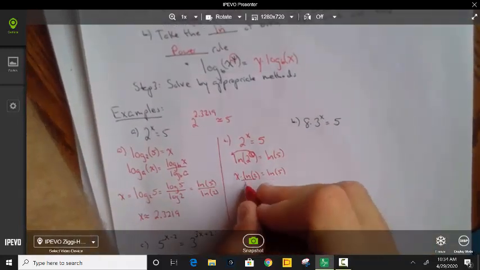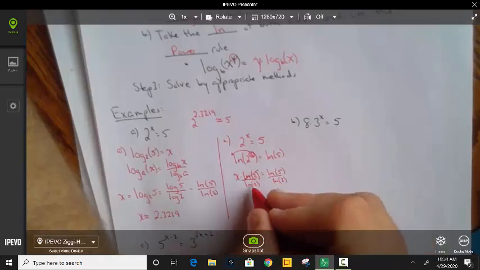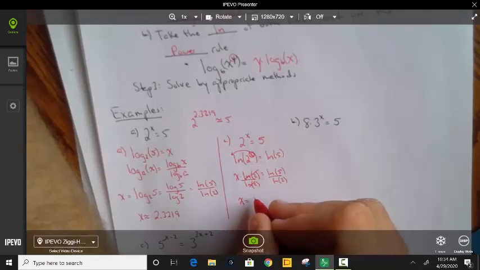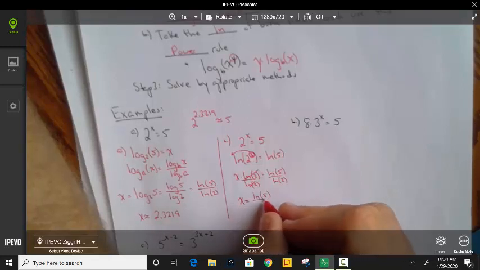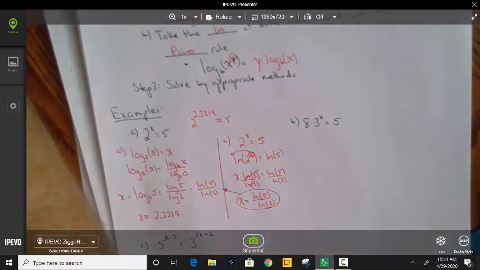And then to solve for x, we divide by natural log of 2. So we get that the answer for x is the natural log of 5 divided by the natural log of 2. And we see that that answer matches what we got over here when we use the change of base formula. Now you can use whatever method you want, guys.